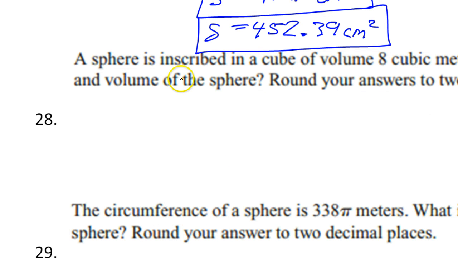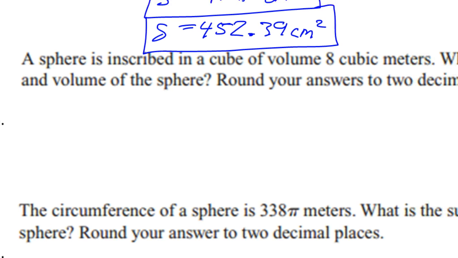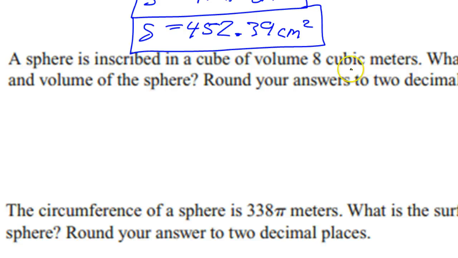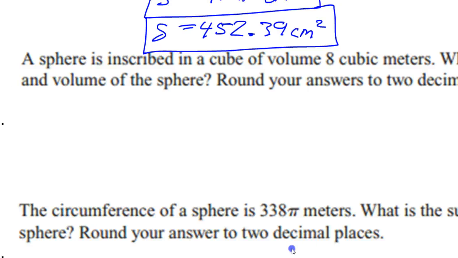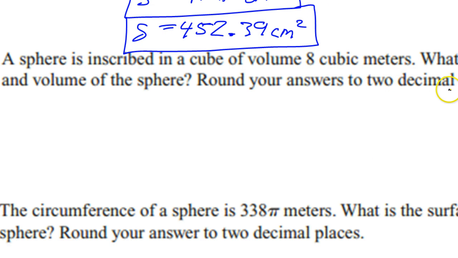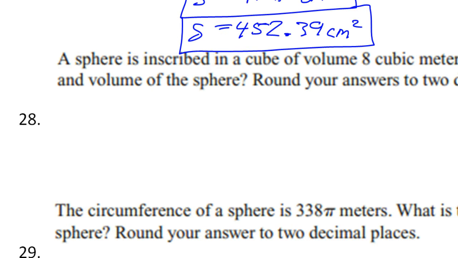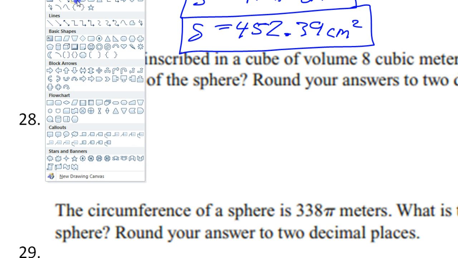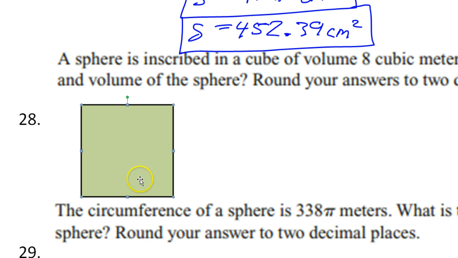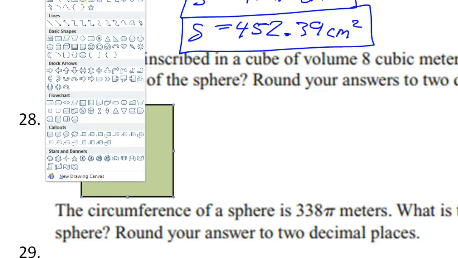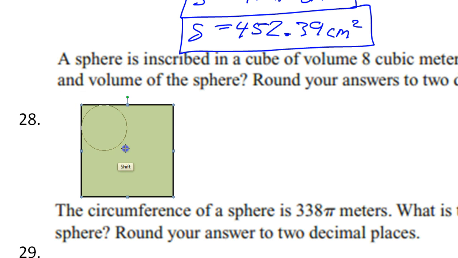All right, so we've got a sphere that is inscribed in a cube that has a volume of 8 cubic meters. What are the surface area and volume of the sphere? Answer in decimals, 2 decimal places. First of all, I can't really draw a sphere inscribed in a cube. So what I'll do instead is I'll just draw a circle in a square, and you'll use your imagination. Okay? So imagine that this is a cube instead of just a square. And imagine that this circle is a sphere instead of just a circle.